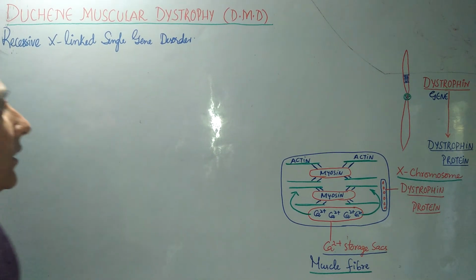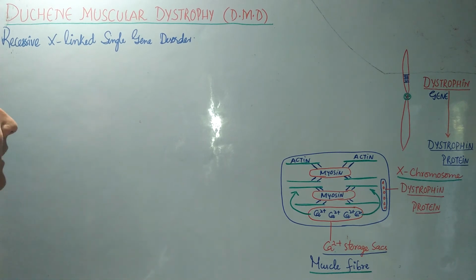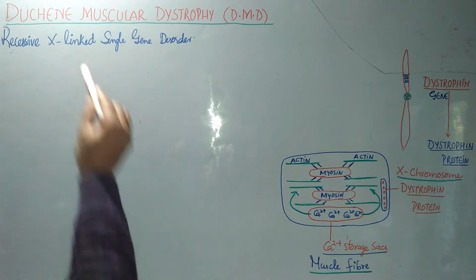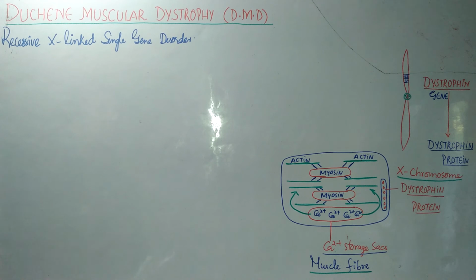Welcome students. Today we will discuss a very important concept of human genetics, that is Duchenne Muscular Dystrophy.